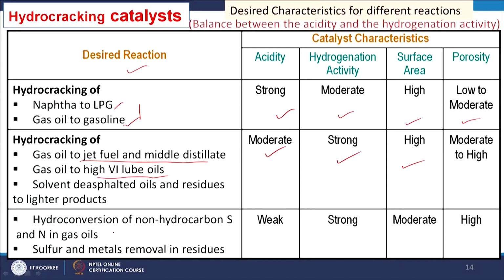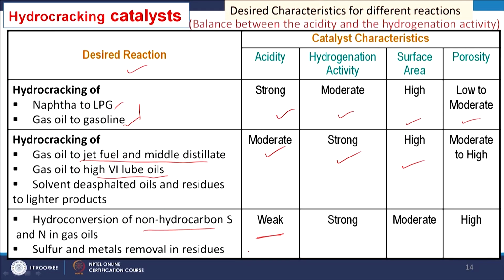Similarly, when we go for hydroconversion of non hydrocarbon sulfur and nitrogen, then obviously we do not need that acidic behavior, because our objective is to remove the sulfur and nitrogen, not to crack the molecules. So, in that case we are using weak acidity, and hydrogenation has to be strong, because S and N have to react with the hydrogen to give H2S and NH3. So, depending upon the nature of conversions we are interested to achieve in this process, we can design the catalyst as per our requirement.